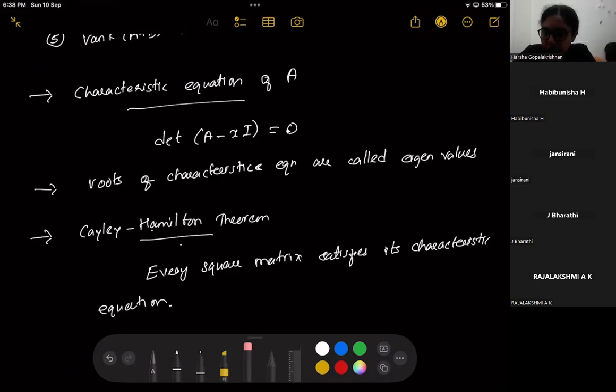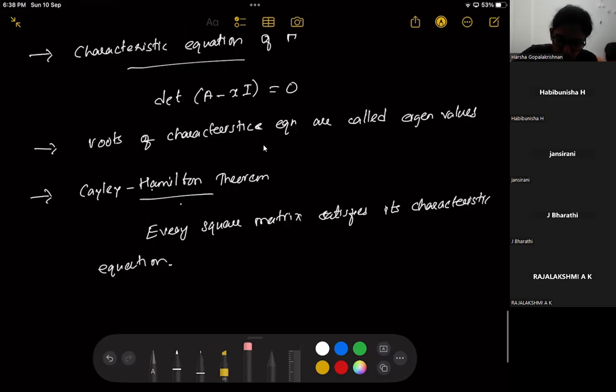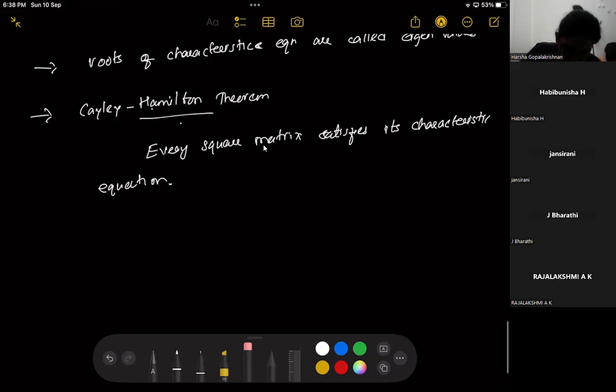Here the 0 in the original polynomial equation is the real number 0, but in this case that 0 will be the 0 matrix. That is what the Cayley-Hamilton theorem says. Now, let's see two more results.